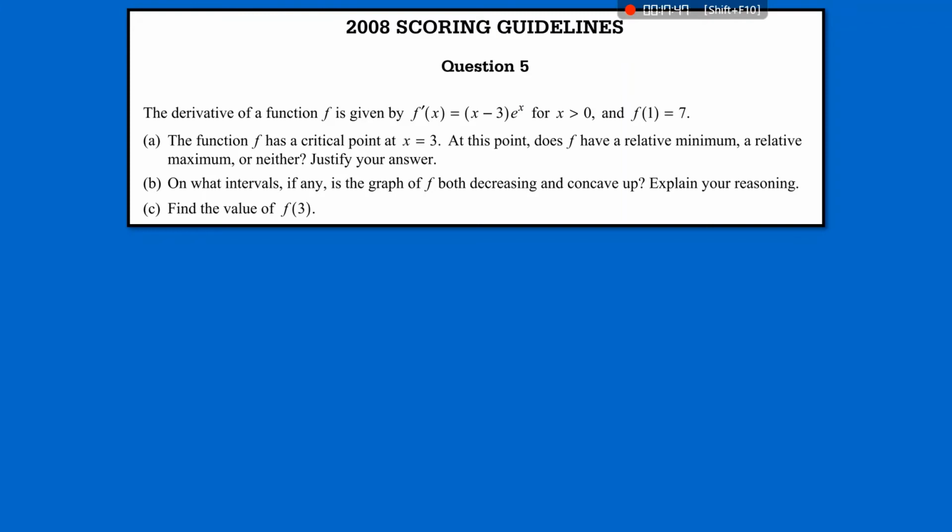So we're told that the derivative of a function is f prime equals x minus 3 e to the x minus 3 all times e to the x, for x is greater than 0 and f of 1 is 7. Okay, first thing I want to do, I'm told that the function has a critical point at x equals 3. At this point, I want to know, is it a relative minimum, maximum, or neither?